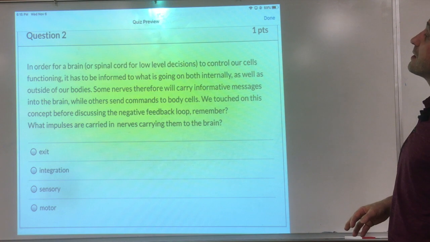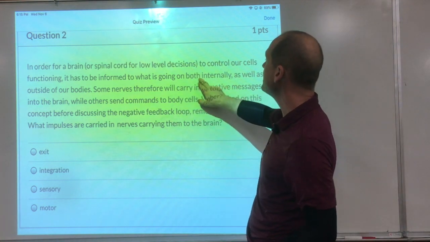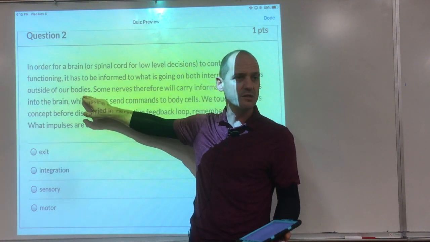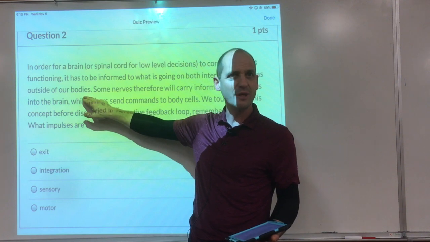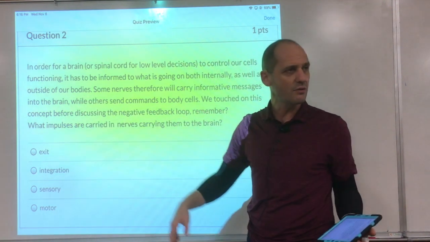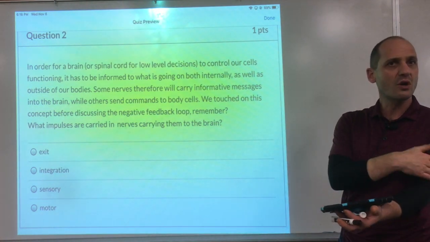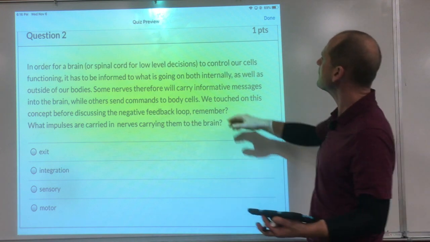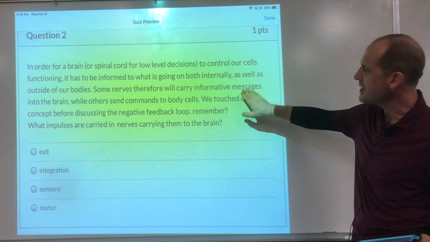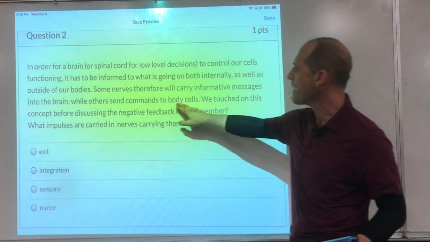In order for the brain to control our cells' functioning, it has to be informed what's going on both internally as well as outside of our bodies. Internally, that's like, gee, my stomach hurts, or the chemical levels of something are a little off. The outside is, what do you feel, what do you see, what do you hear, what do you touch, temperature, all that kind of stuff. So nerves carry informative messages into the brain, some of them do, while others send commands.